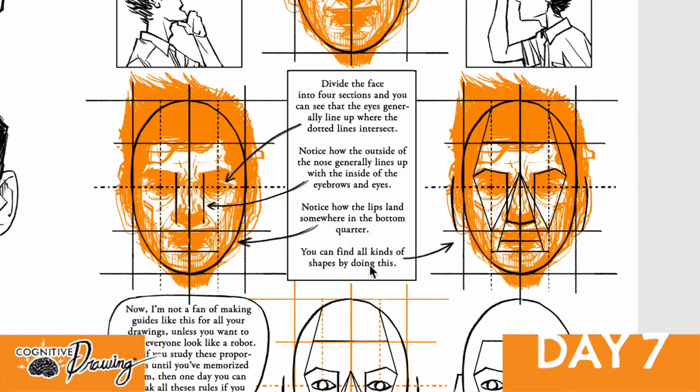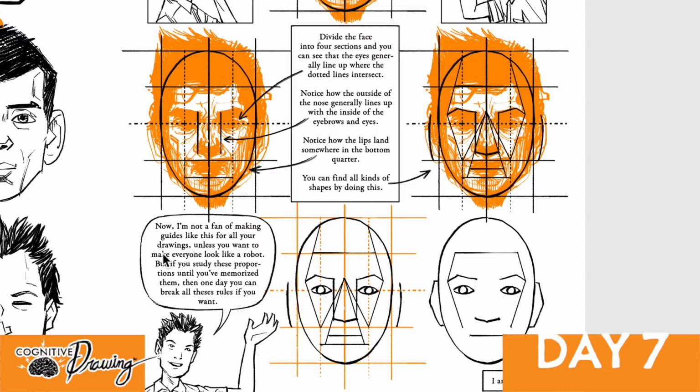You'll find all kinds of shapes by doing this. Now, I'm not a fan of making guides like this for all your drawings unless you want to make everyone look like a robot. But if you study the proportions until you memorize them, then one day you can break all these rules if you want. So there you go. I am a robot. Looks like a robot because we drew all these guides in. Memorize these guides. Really try to be able to do this from memory.